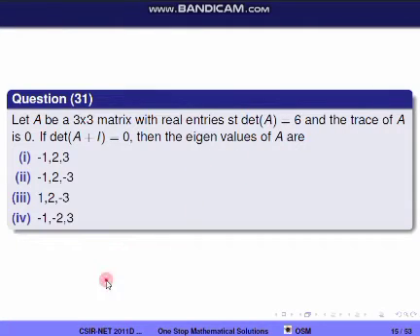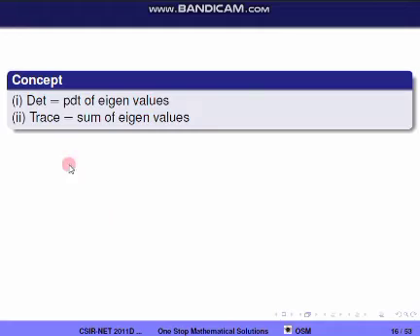First of all, we'll look into the concepts used. Determinant means the product of eigenvalues and trace means the sum of eigenvalues. Here I'll be showing the two options. I'll be taking the option as eigenvalues. If they form the eigenvalues, then the product of those numbers should give the determinant, that is 6, and the sum of those numbers should give the trace, that is 0. Now we'll show how to do this.